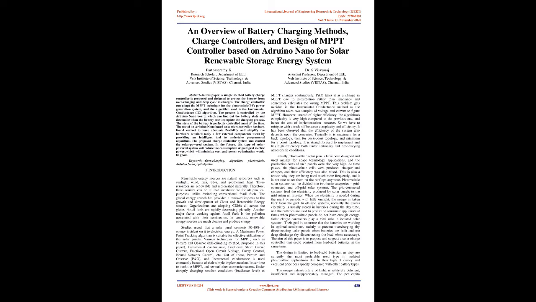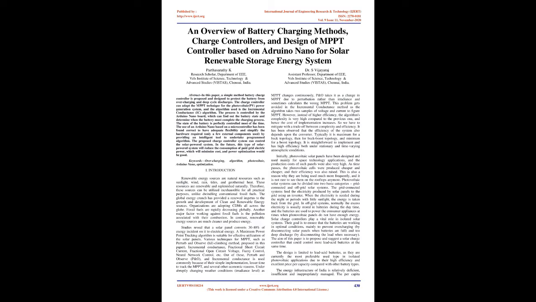The charge controller can adapt the MPPT technique for the photovoltaic, PV, power generation system, and the algorithm used is the Incremental Conductance, IC, algorithm. The process is controlled by the Arduino Nano board, which can find out the battery state and determine when the battery must complete the charging process. The state of the battery is perfectly controlled most of the time.